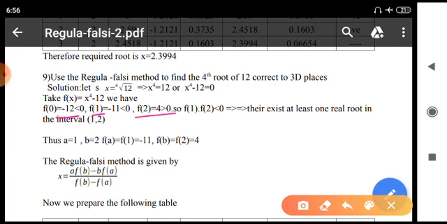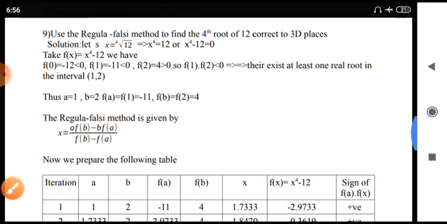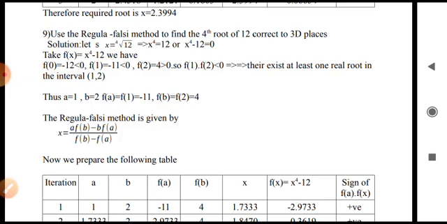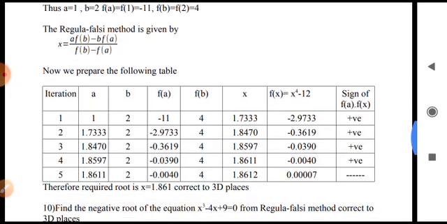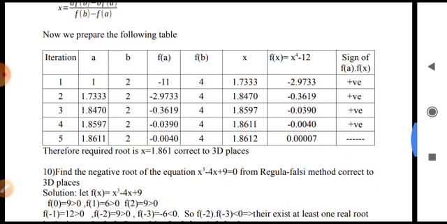So f of 2 is 2 power 4, which is 16 minus 12, 4, greater than 0. So f of 1 into f of 2 is less than 0. So we can conclude that there exists at least one real root in the interval 1, 2. We take a as 1, b as 2, f of a is minus 11, f of b as 4. Now we prepare the table.